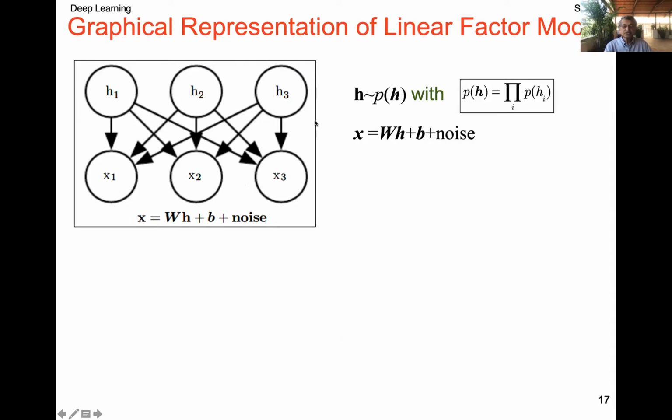So the essential linear factor model is this diagram and this equation. This is saying h has a prior distribution p(h), with p(h) being a product. It's a very simple idea that these are all independent. h1, h2, h3 are all independent. So we can multiply those three priors to get the joint for h. And then x is obtained by the matrix multiplication of W times the h values plus b plus some noise. So this is the linear factor model.